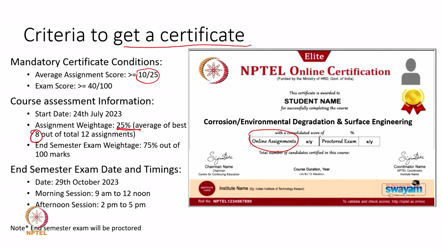In addition, we will have a proctored examination, everything will be online in this case, and that has a weightage of around 75%. Again, the overall score should be more than 40. If your score is more than 40, you will get the certificate.